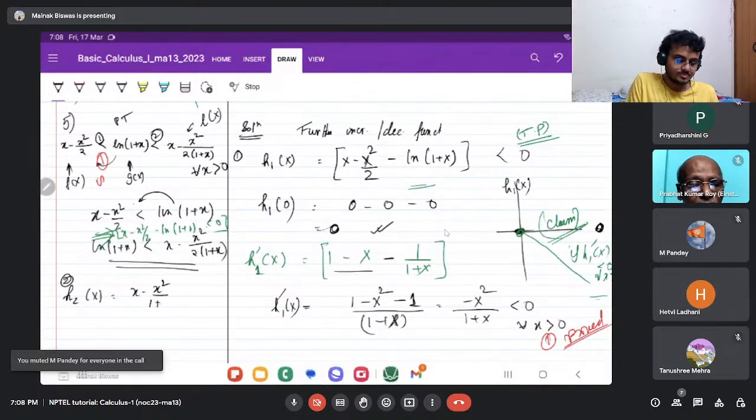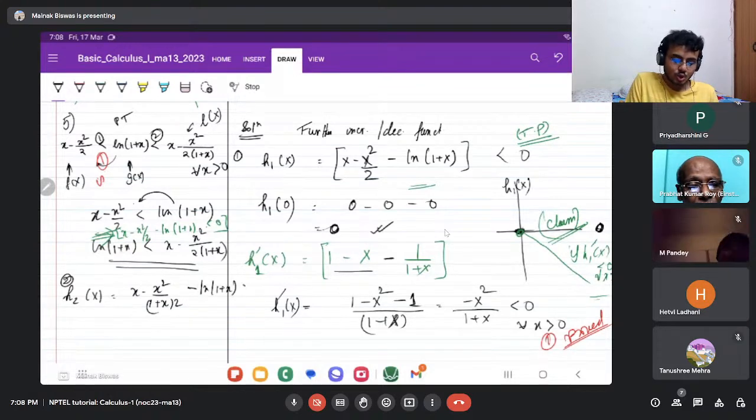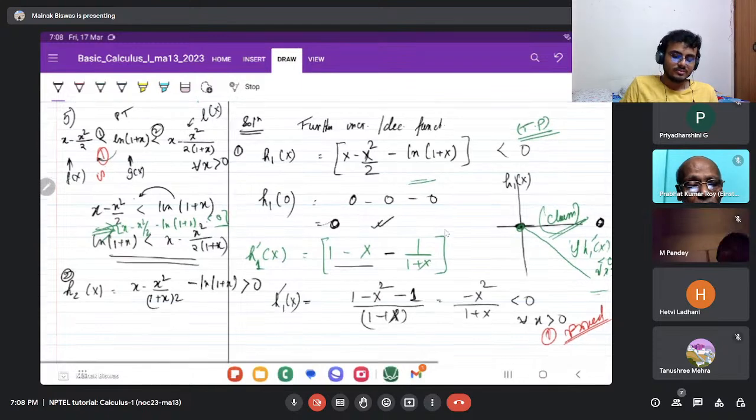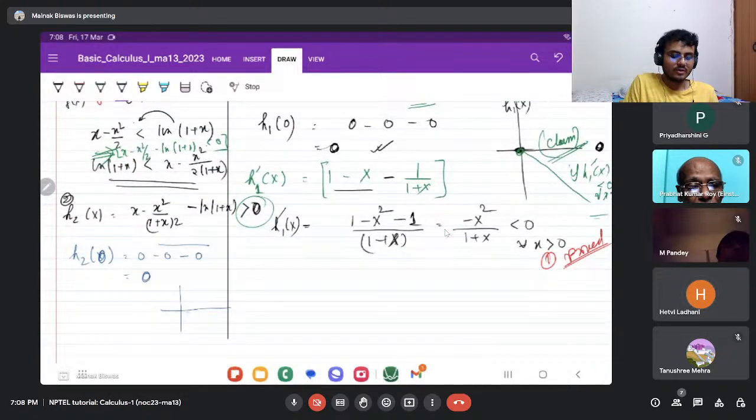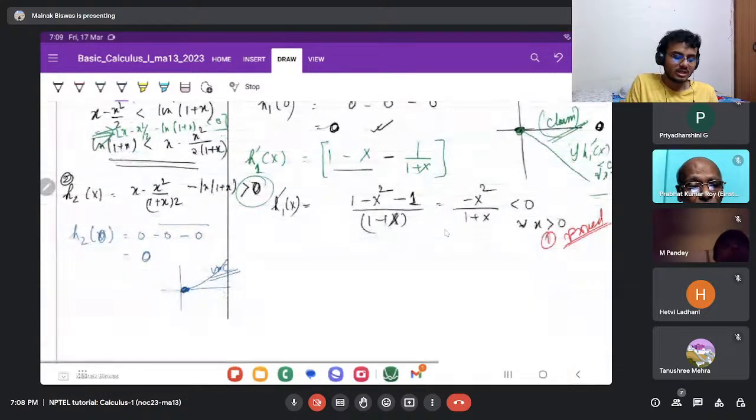Okay, good. So minus log of 1 plus x. You want to show this is greater than 0, right? How will I show? First we have to show what h2 of 0 is: 0 minus 0 minus 0, right? That is 0, agreed? At 0 it is 0. Now you have to show the function is increasing. So how will you show increasing?